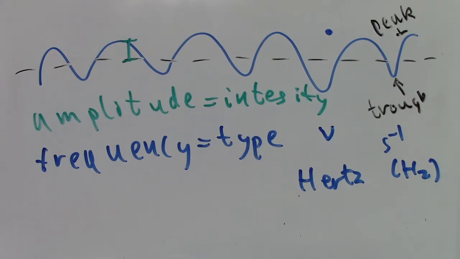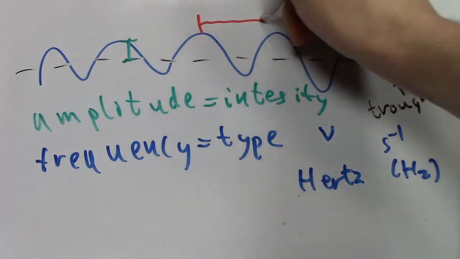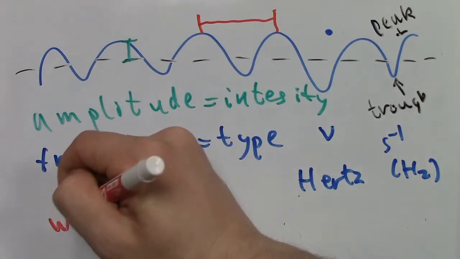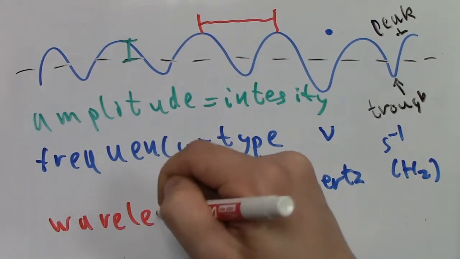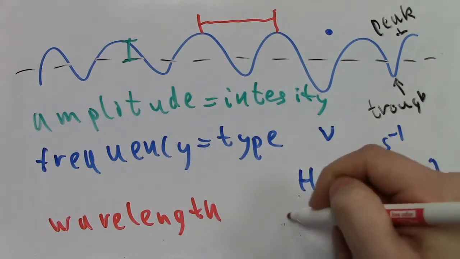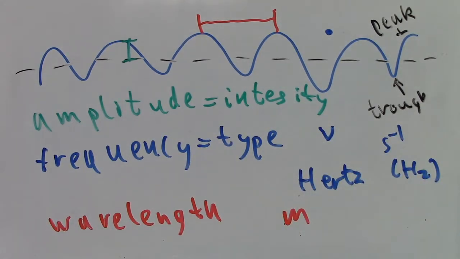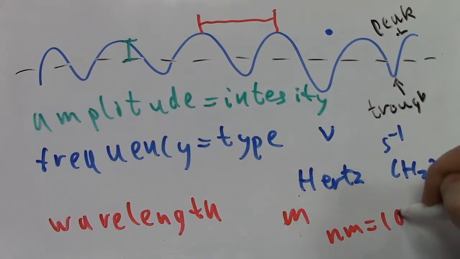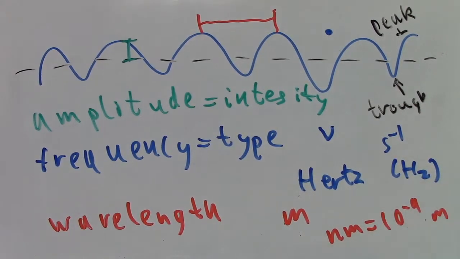Now, one other thing we can measure is wavelength, which is the distance from one peak to the next peak over, or from one trough to the next trough. Really, we can use any point on a wave, it's just the length of one full cycle. Now, wavelength is usually measured in meters, unless we're working with visible light, then it is often measured in nanometers, which is just equal to 10 to the negative 9th meters. The reason for this is visible light has rather short wavelengths, so using nanometers makes the numbers look a lot nicer.